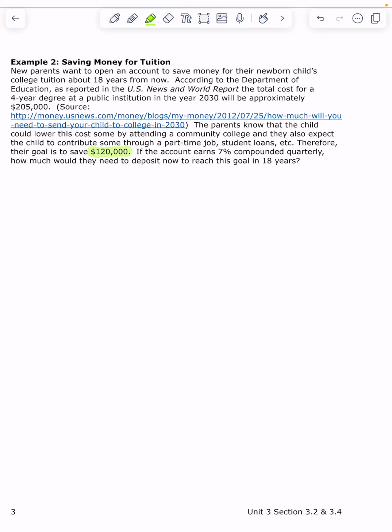120,000. It's 7% compounded quarterly. How much would they need to deposit to reach the goal in 18 years? So this one, we're not finding the future value or the interest accumulated, so we have to use the formula. So I'm going to write the pertinent information over here. I know that T is 18 years.